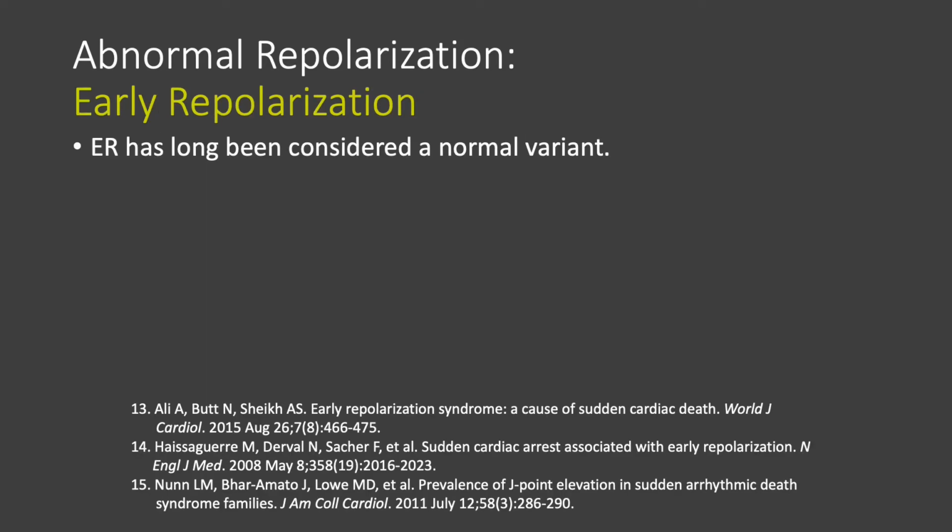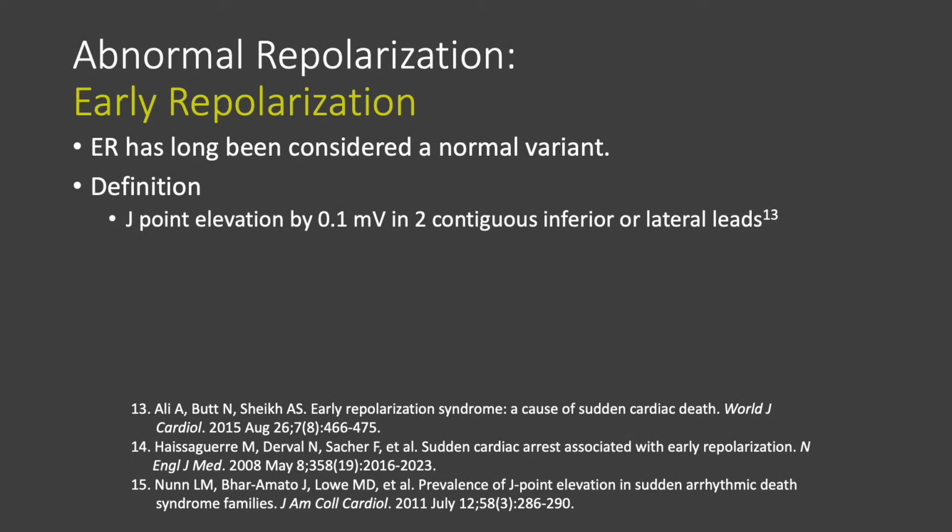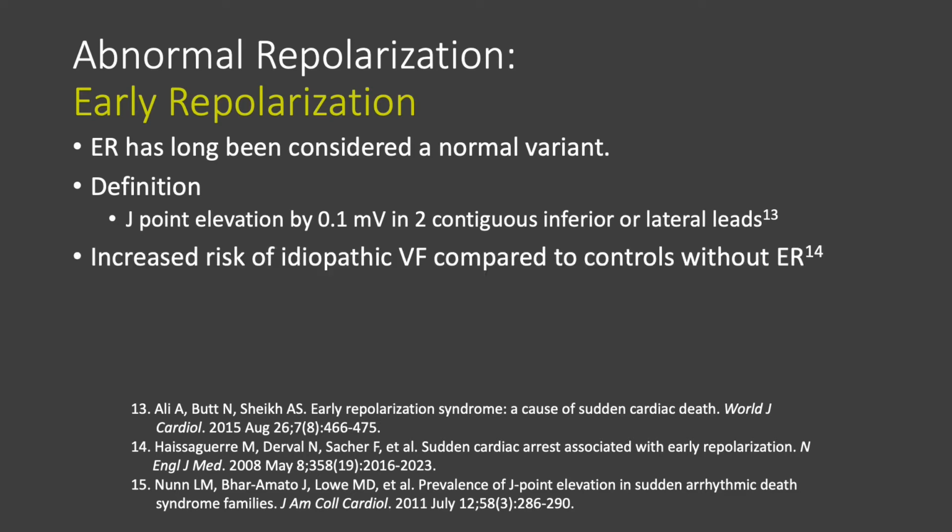Let's talk about early repolarization. For a long time, early repolarization was considered a normal variant, and in the past 15 years or so, it's been correlated with sudden cardiac death. Early repolarization is defined as elevation of the J point by 0.1 millivolt in 2 contiguous inferior or lateral leads, where the J point is defined as the junction of the QRS complex and the ST segment.